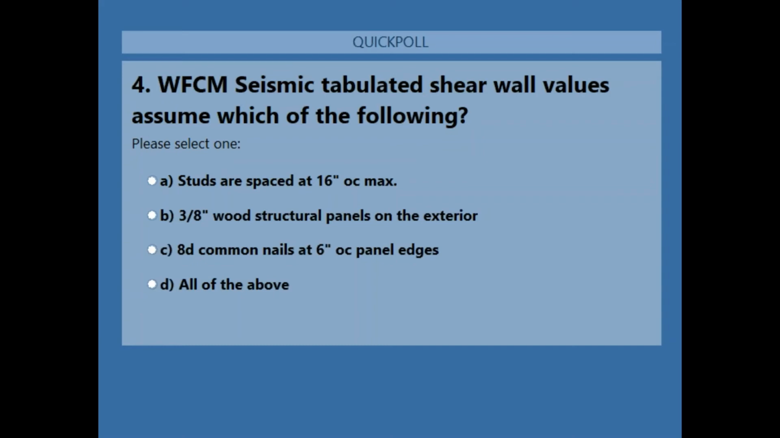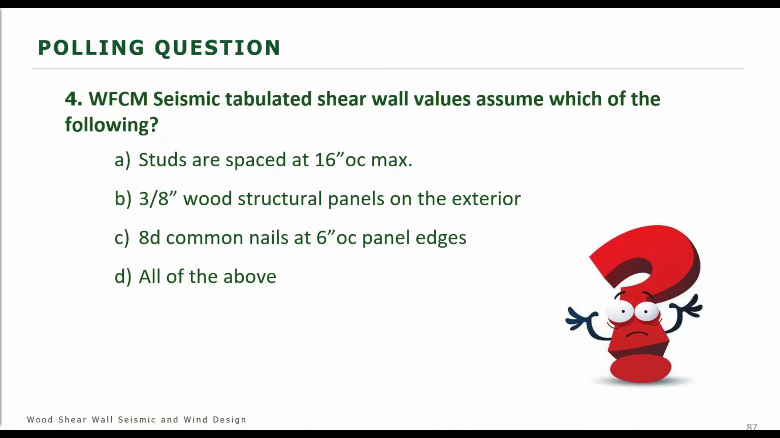So WFCM seismic tabulated shear wall values assume which of the following: that studs are spaced at 16 inches on center max, 3/8 inch wood structural panels on the exterior, 8D common nails at 6 inches on center panel edges, or all of the above. It is all of the above.